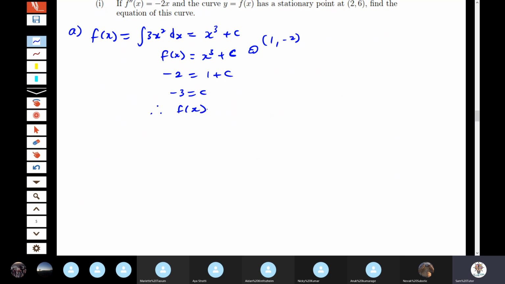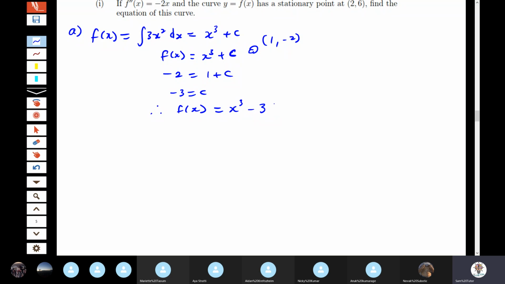Therefore, what does f of x equal to? No, f of x equals x cubed, and then plus c, which is -3. All right. Careful.